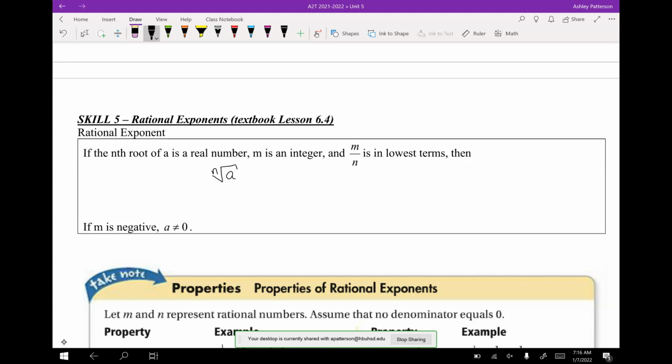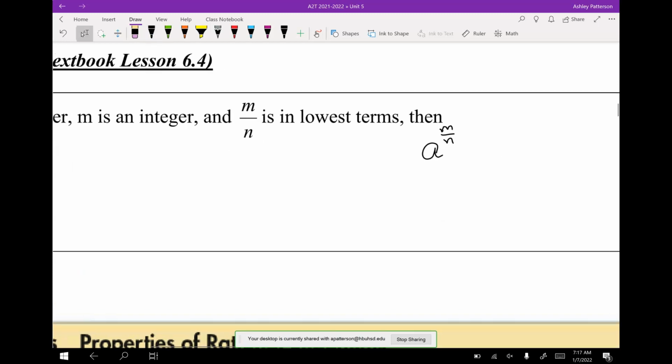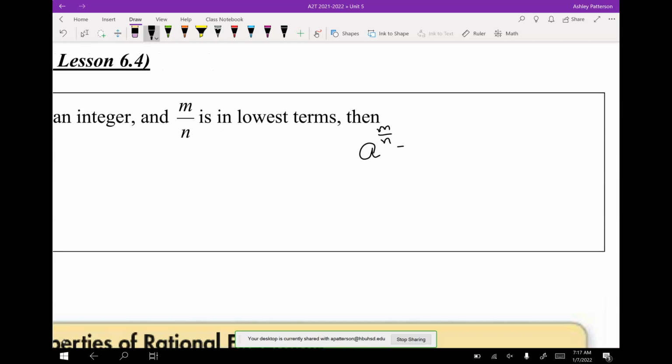Then we can say that a raised to the m over n power, a raised to this rational exponent, can be rewritten. We can rewrite it as the nth root of a to the m. We can also write it as the nth root of a, raised to the m power. They are all equivalent.